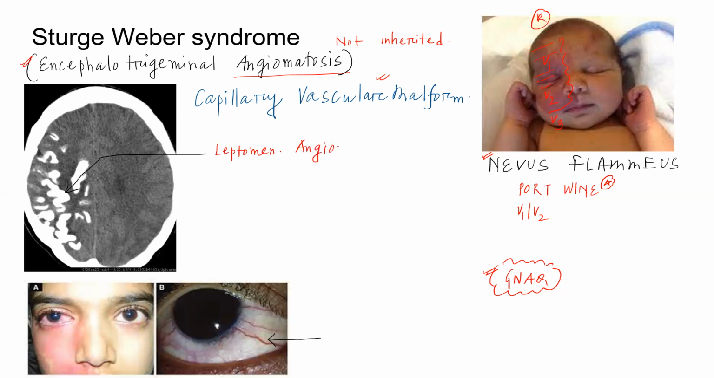with calcification. Angiomatosis plus calcification. And this leptomeningeal angiomatosis and calcification will cause epilepsy or seizures and intellectual disability.